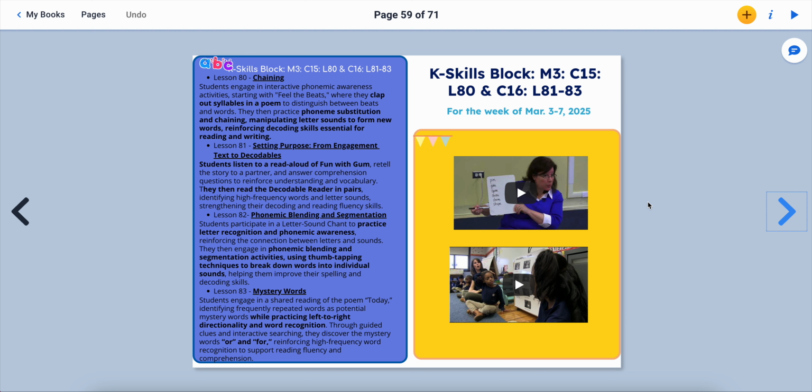Reminder about lesson 81 with that engagement text to decodables. You as the teacher are reading aloud that engagement text, which is a longer, more complex text, as students are listening, and then they will retell it to their classmates or you as they're answering those questions. Then students will practice that spelling pattern, which is going to be sounding out CVC words, focusing with that short O sound with their vowel sound. Their mystery words or their high frequency words you will introduce them to in lesson 83 are the words or and for. I'm going to play a short portion of this video, which is the phoneme blending and segmentation.